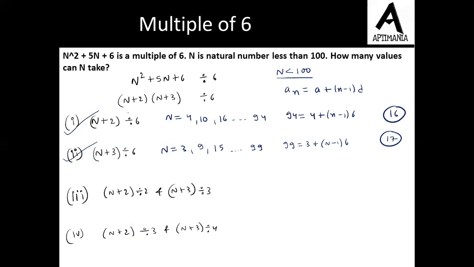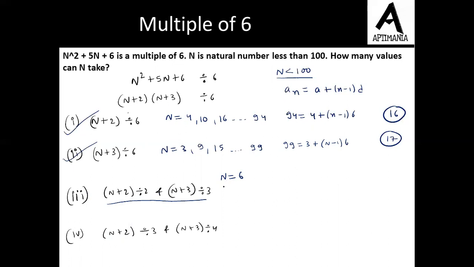Going to the third case, n plus 2 is divisible by 2 and n plus 3 should be divisible by 3. Now we need to take care of these two conditions simultaneously. N plus 2 should be divisible by 2 and n plus 3 should be divisible by 3. So the value of n as 6 will satisfy. If we take the first value of n as 6, it will satisfy. Fine. We could take 0 also, but 0 is not a natural number, and the question may say n is a natural number, right?